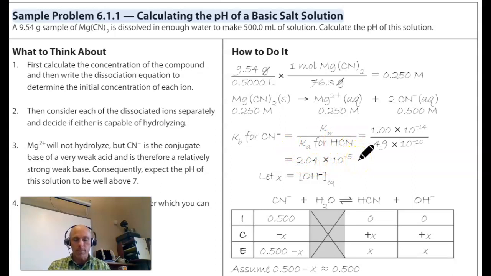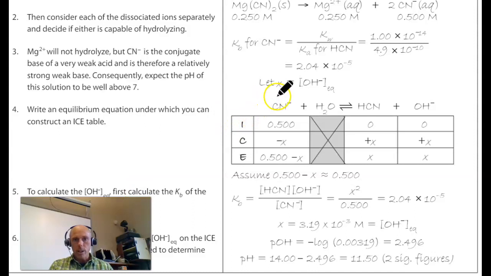2.04 times 10 to the minus 5. Again, if this were an AP problem, we'd likely be given the Kb in this problem, or possibly the pKb, more likely the Kb, so you could skip that step. But if you weren't, here's how it would go. So we write the interaction of cyanide, this weak base, with water, which generates the conjugate acid, HCN, and hydroxide. We either leave water out of our ICE table altogether or we cross it out. We know from above that cyanide is 0.5 molar. There's never product to begin with.